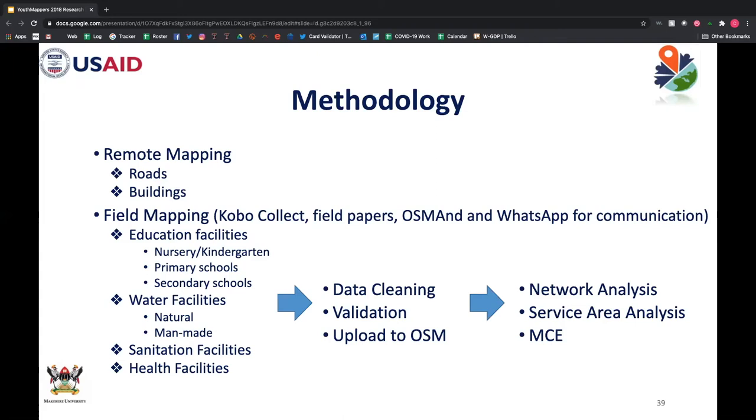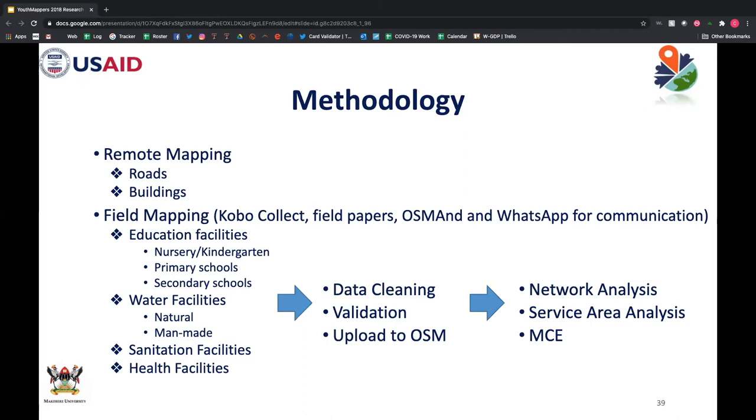But before this field mapping exercise, we had a reconnaissance trip to the settlement where we met with a camp commandant. We wanted to get the lay of the land, and see how we were going to plan our logistics. And then later we had a training and finally carried out the field mapping. The field mapping was carried out using Kobo Collect and Field Papers and OSM, and WhatsApp was used for communication as the participants went out and collected the data.